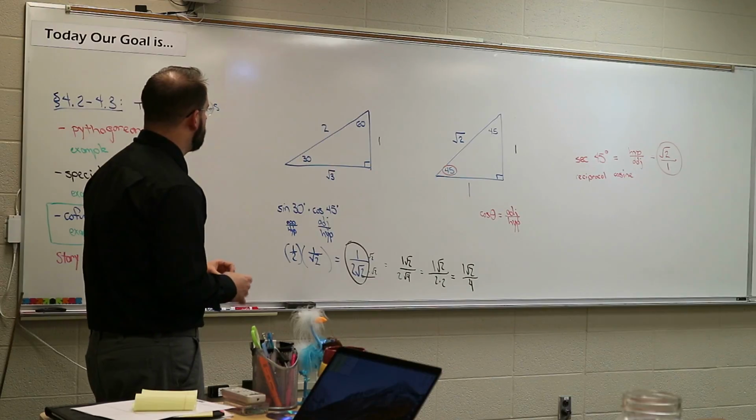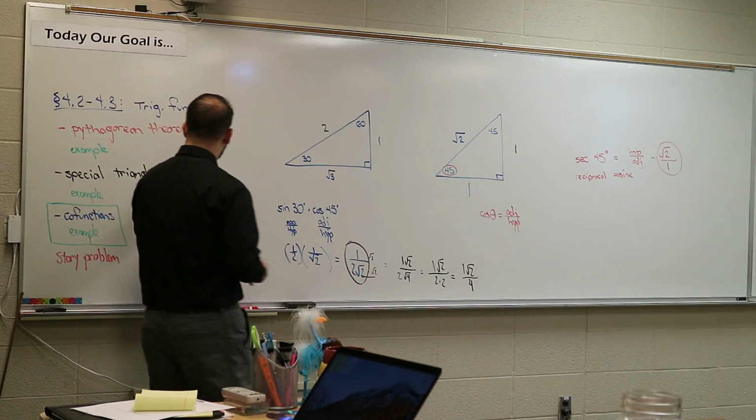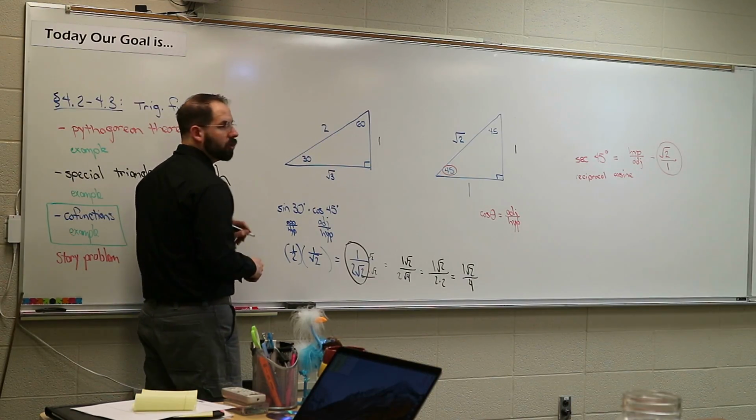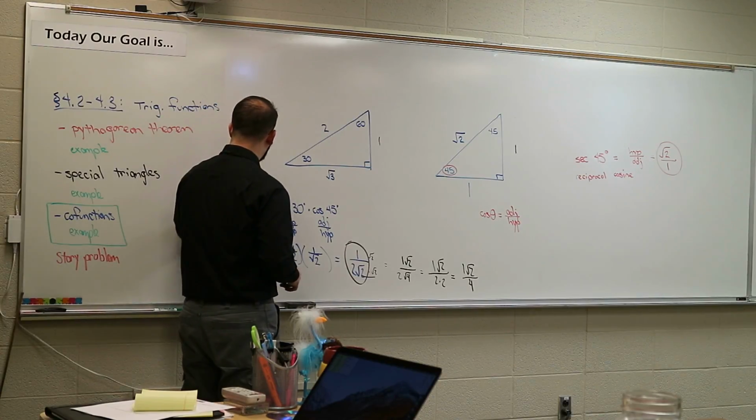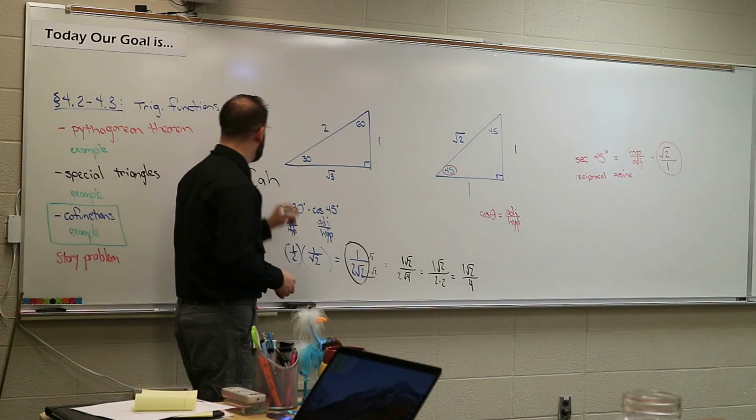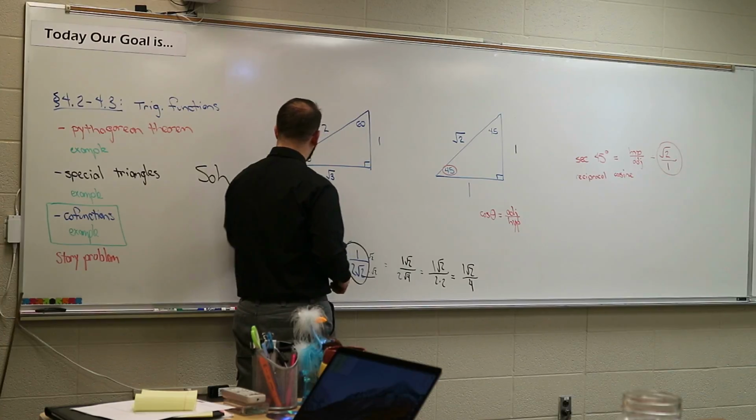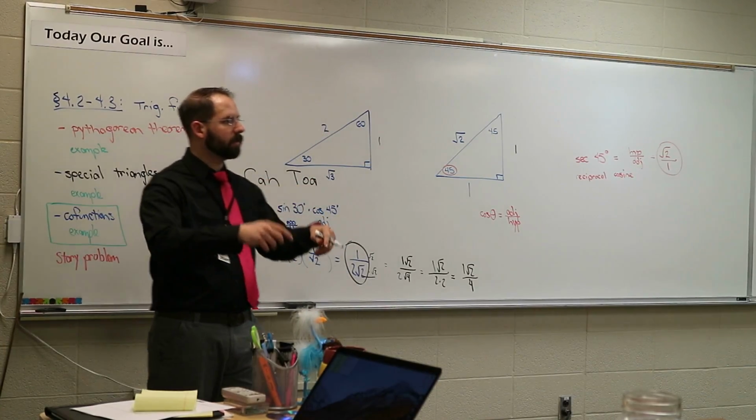How do you spell SOHCAHTOA? SOH, CAH, TOA. Yep. So these three will help you find even the reciprocal ones.